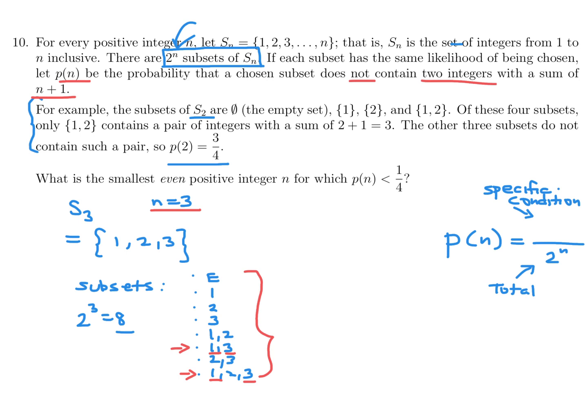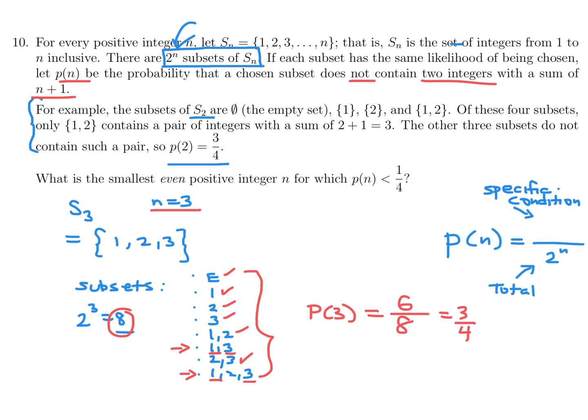Let me see. Yeah, so the Pn in this case, which would be P3, is the probability that a chosen subset does not contain two integers. So those two do, so the other 6, 1, 2, 3, 4, 5, 6, do not contain two integers with a sum of n plus 1, which in this case was 4, since n was 3. So the probability here is 6 over the total, which is 8, which is 3 over 4. Got it? I think that's right. 3 over 4.